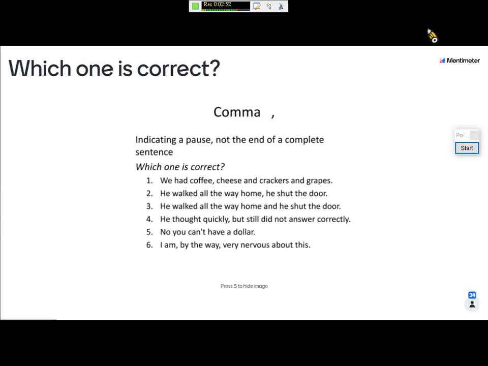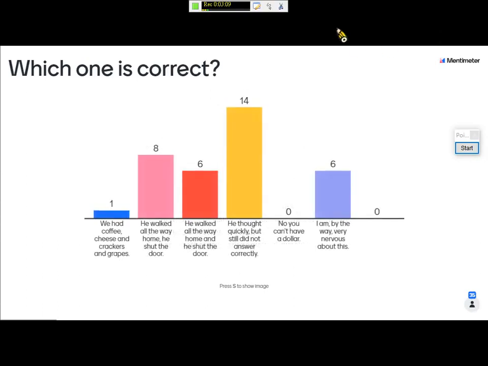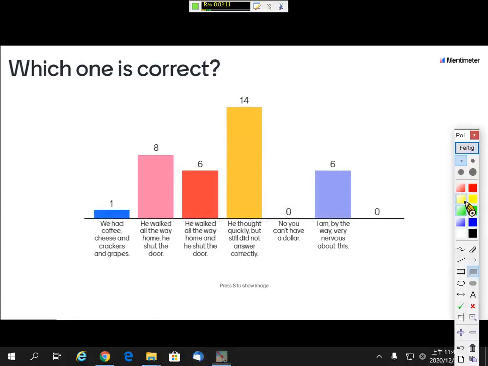Well, the meaning of a comma in English sentences is to provide a pause. A pause. It does not end a complete sentence. Among the 6 sentences here, number 6 is correct. This one is correct. Only. Strange, right? Only this one.